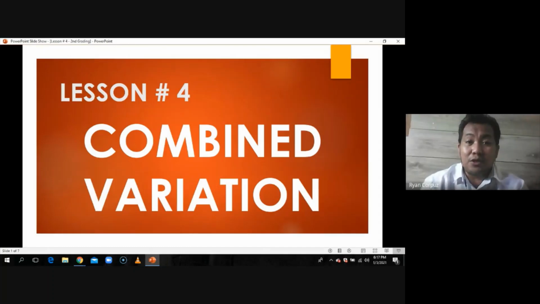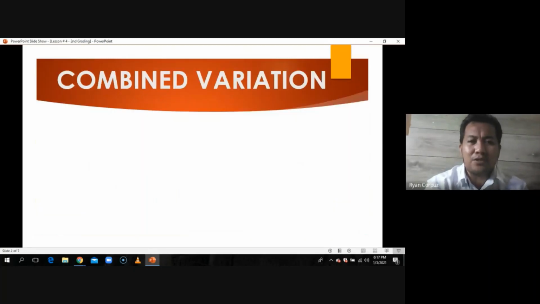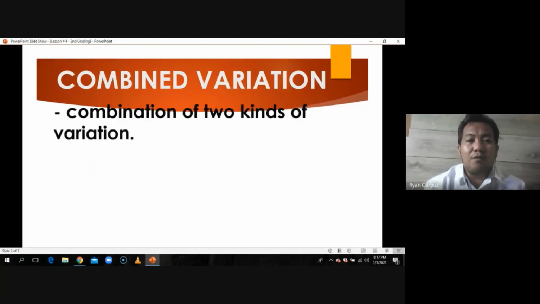So ano ba yung combined variation? By the word itself, combined. It's combination. So yung first kinds of variations na discuss natin, combine na natin siya. So ibig sabihin, pag nakita mo in a certain problem of variation na may involved na two kinds of variation, that means we are pertaining to combined variation. So ano ba yung combined variation? Just like what I mentioned to you, combined variation is a combination of two kinds of variation. So dalawang kinds of variation dapat makita natin.